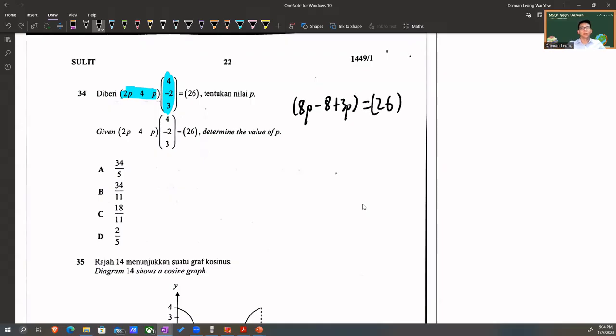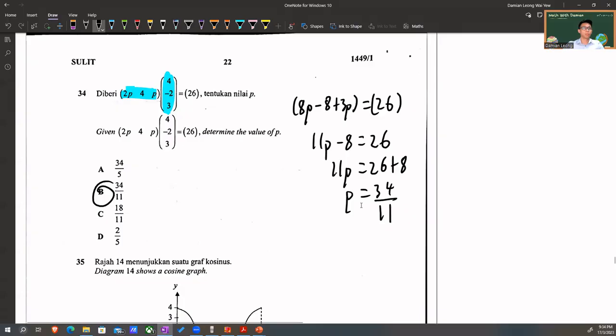So compare 8p plus 3p, 11p minus 8 equals 26. Bring over the 8, minus opposite plus, 34. Bring over the 11 times opposite divide. So 34 over 11. Answer B.